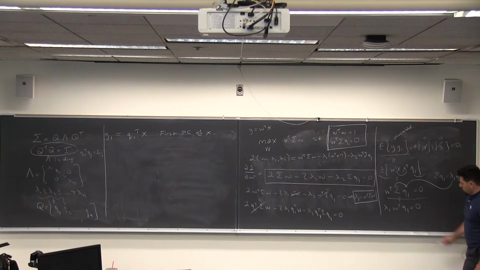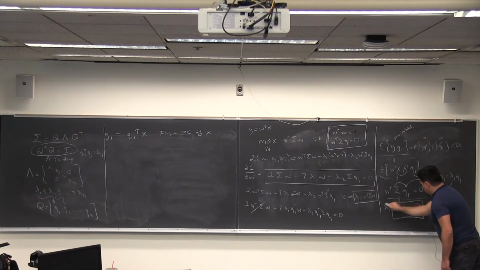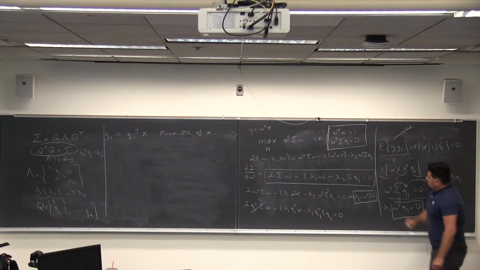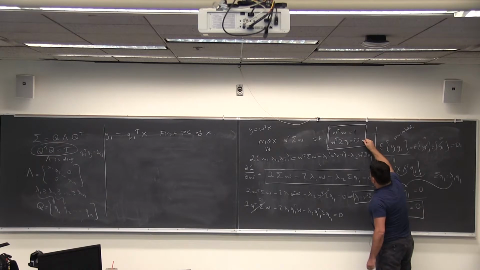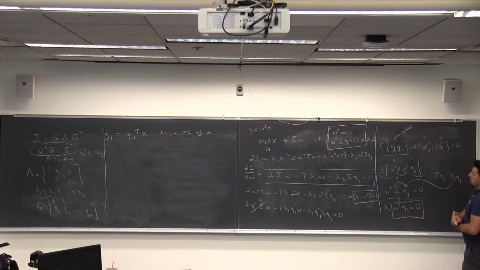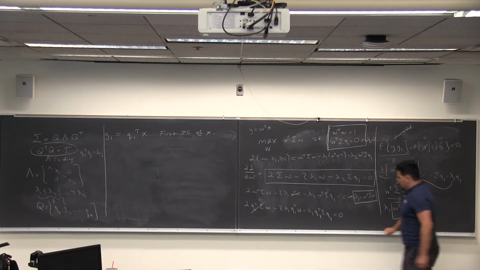And lambda 1 is not equal to 0, so that must mean an equivalent condition is W transpose Q1 is 0. So this constraint also means W transpose Q1 equals 0 because Q1 is an eigenvector of sigma. So these are equivalent conditions.